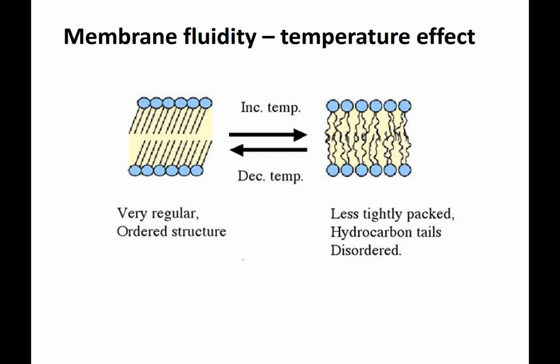Temperature has an effect, just like temperature does on everything. When you increase the temperature, molecules have more energy and they're going to move around a lot more. So you're less tightly packed, you're more fluid. You become less fluid at lower temperatures. Now, we maintain a specific body temperature where our membranes are, so temperature doesn't affect us that much.